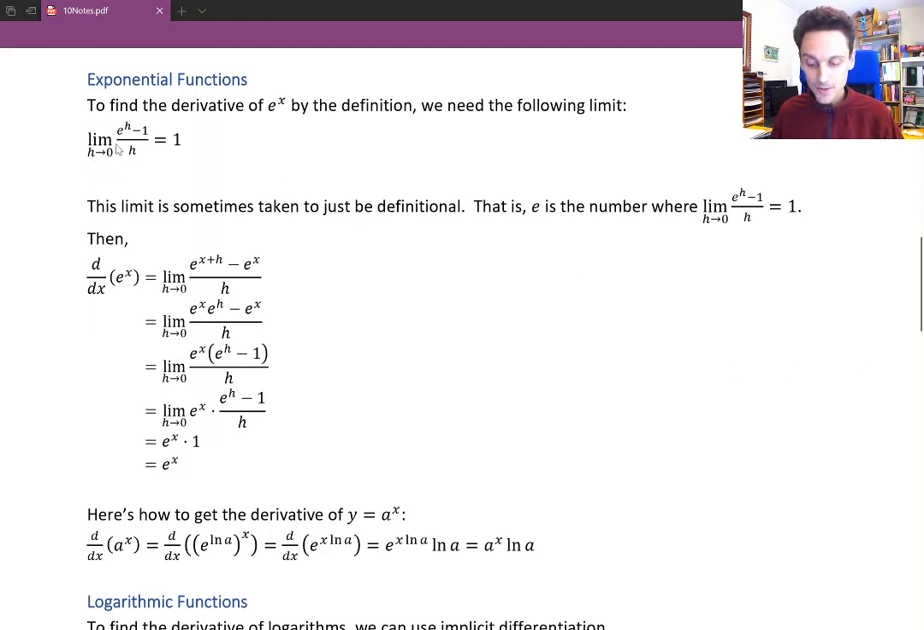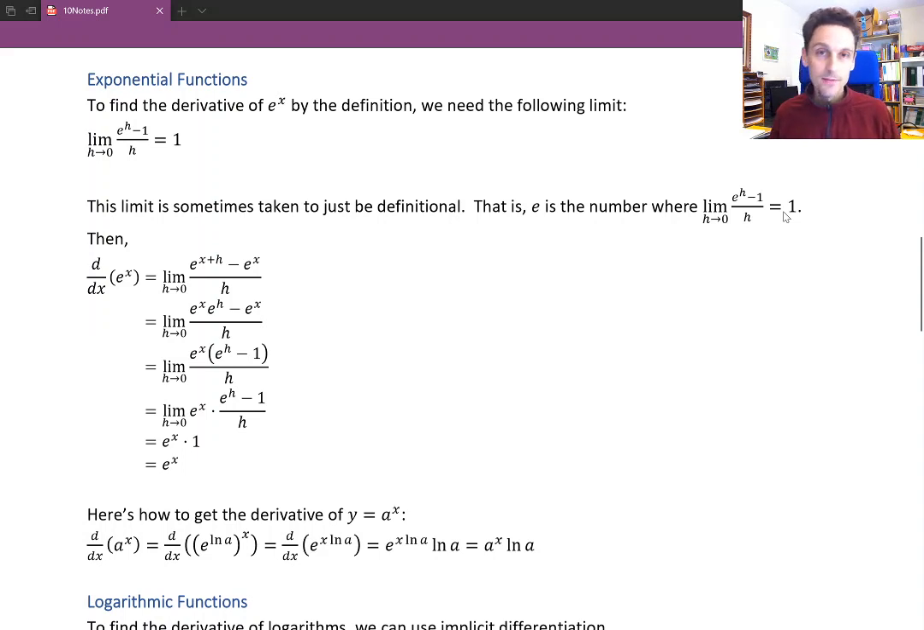The limit as h approaches 0 of e to the h minus 1 over h. We're going to want to know that that's equal to 1. This limit sometimes is just taken to be the definition of e. So e is the number that happens to satisfy the limit as h approaches 0 of e to the h minus 1 over h is equal to 1.